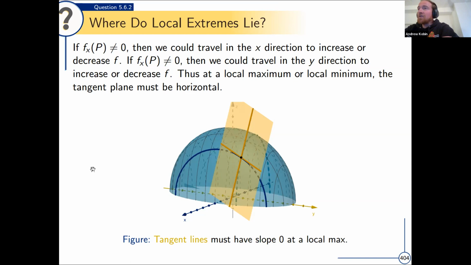And this is how we define the notion of a critical point in 2 or higher dimensions, or two or more variables that are input variables.